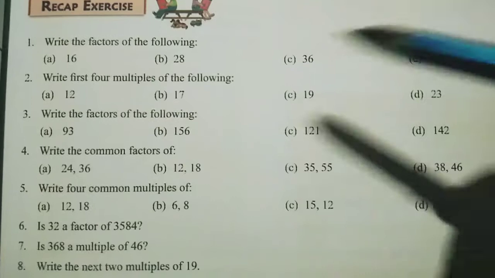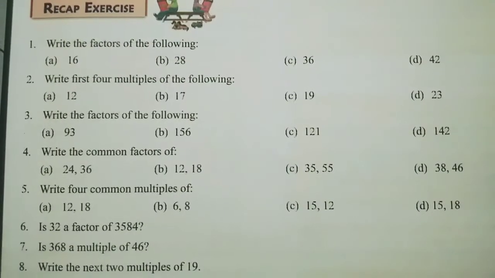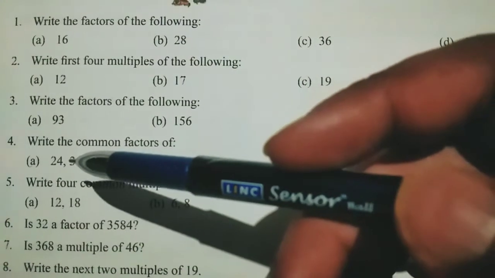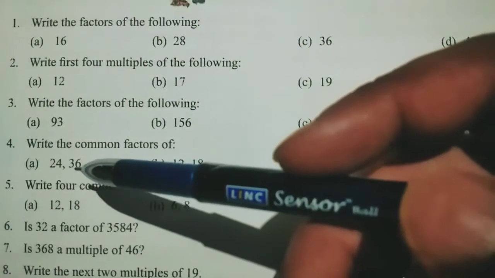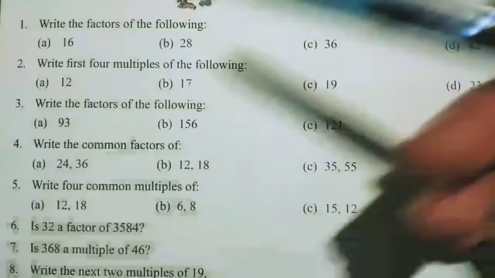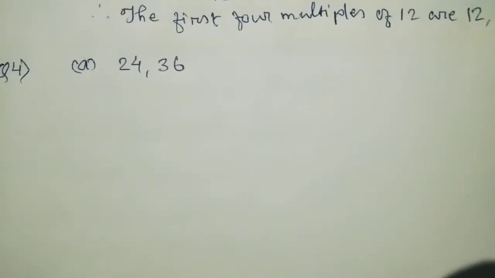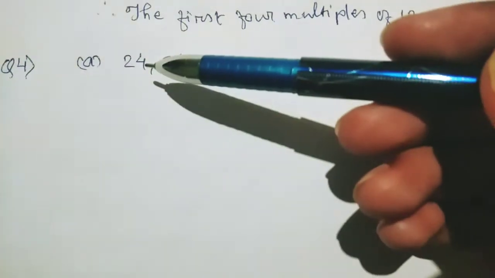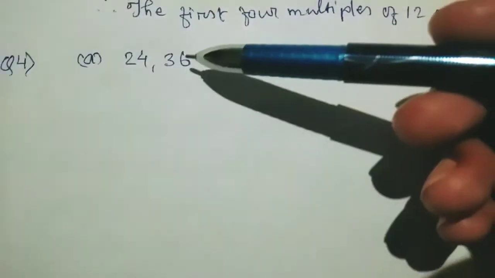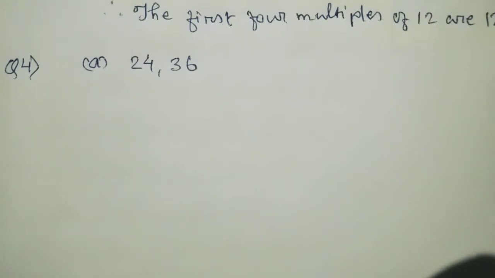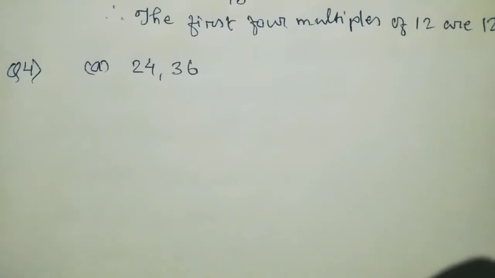Now next, question number 4, write the common factors of 24 and 36. What are the common factors between these two numbers? You have to write it. So students, in this question number 4a, first of all you have to write the factors of 24 and then the factors of 36, and then we'll compare what the common factors are. So let's write all the factors of 24 and all the factors of 36.